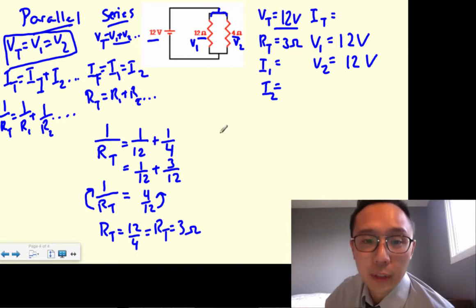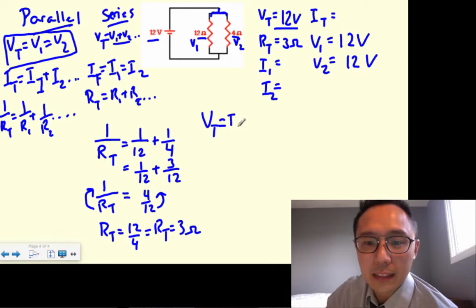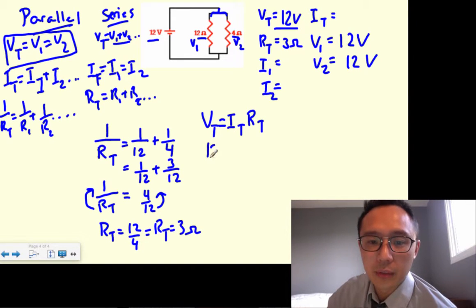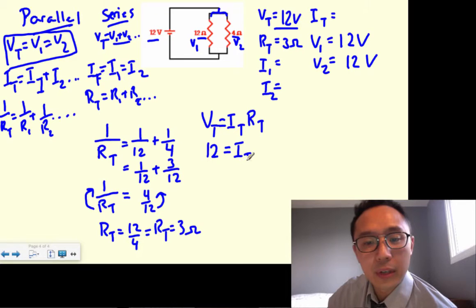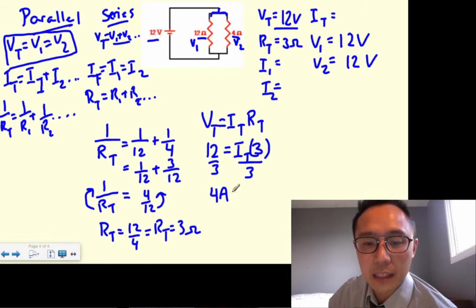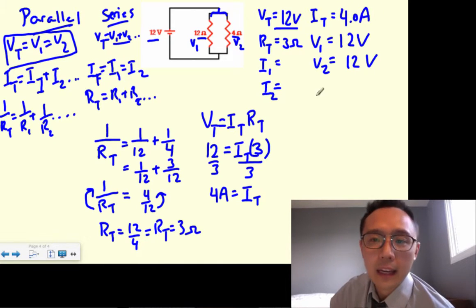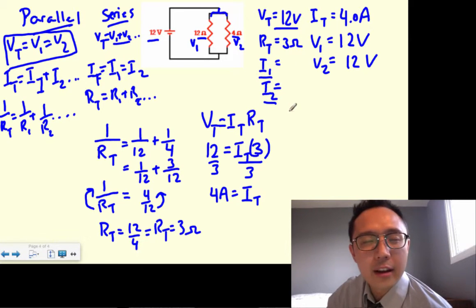And with that new clue, then we can solve for IT. So VT is equal to IT times RT, substitute, so 12 is equal to IT is what we're trying to find, and the total resistance is 3. Remember they're multiplying to each other, divide by 3, isolate, so that's 4 amps is equal to I total. So that's my 4.0 amps, that's for my current. And then with that one, we can solve for I1 and I2. And I think you guys are getting a hang of this.